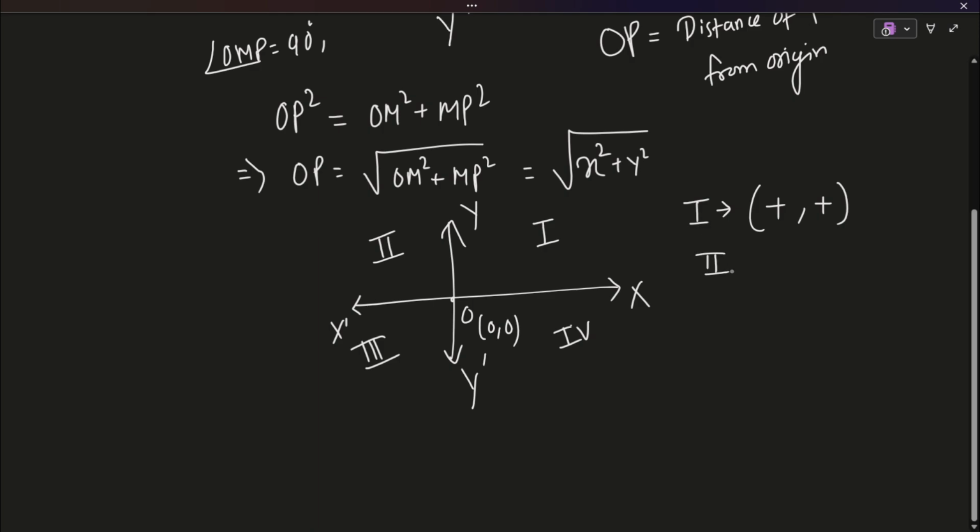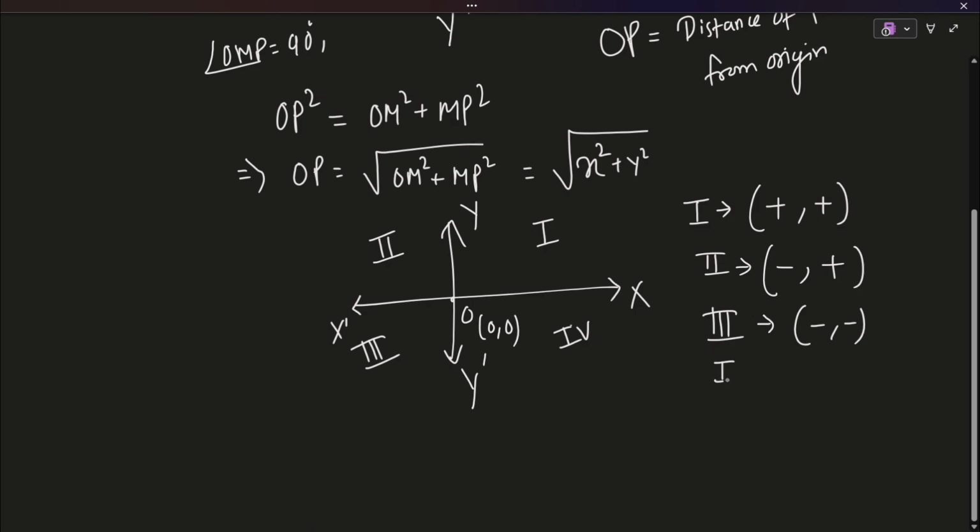For the second quadrant, the points are to the left of the origin and above the origin. Since they are on the left of the origin, their x coordinate is negative, because on the left of the origin all points have a negative x coordinate. But it is also above the origin, so the y coordinate remains positive. For the third quadrant, both are negative, since it is below the origin and to the left of the origin.